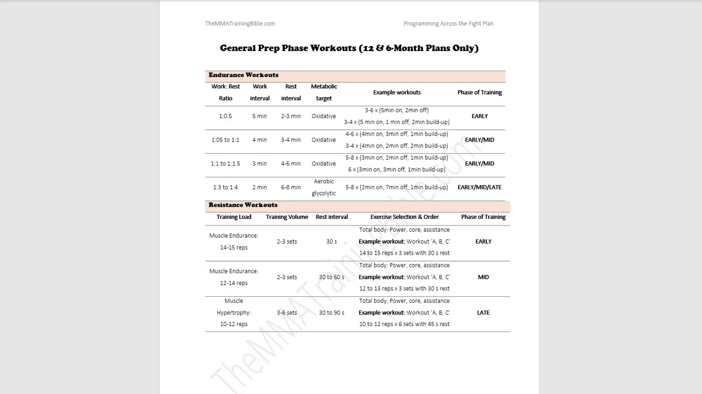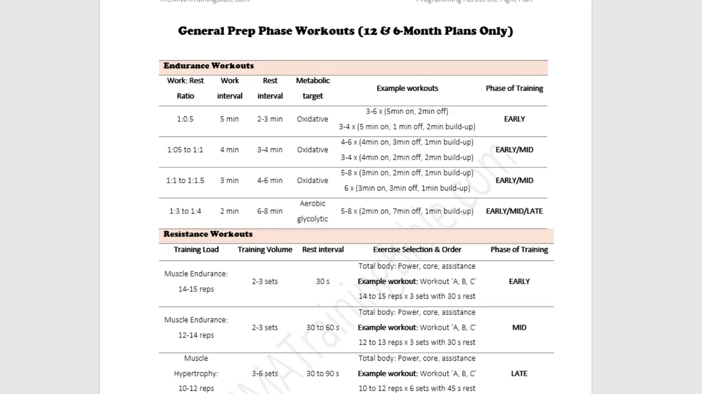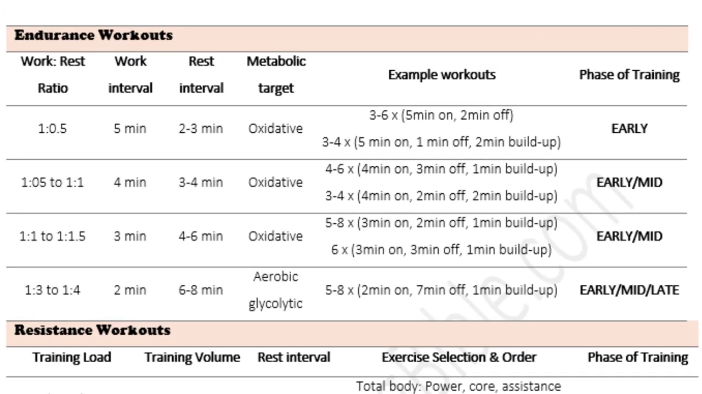So okay, let's give you a little overview of what we're looking at here, and let's start with the top. Let's talk about endurance workouts. As I mentioned, you can see at the top of this table, it shows you workouts that you can use to build endurance. The main headings include the work to rest ratio, the work interval, the rest interval, the metabolic target, which we'll use in your fight plan. That's pretty important. And there's a few example workouts, and I hope you find those useful. And most importantly, the phase of training that each workout should be placed into.